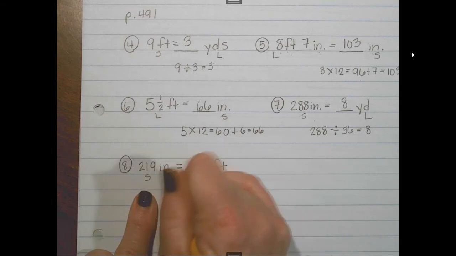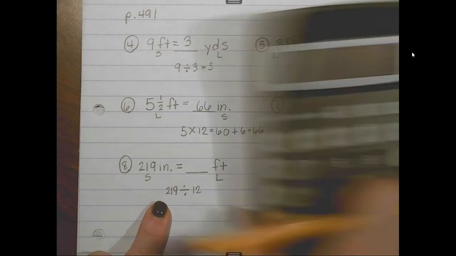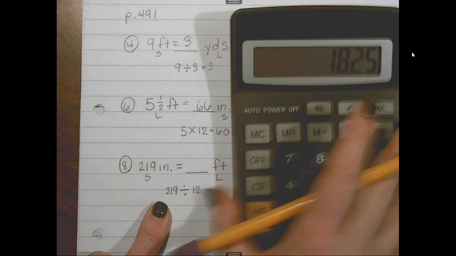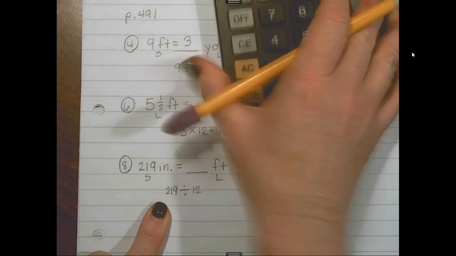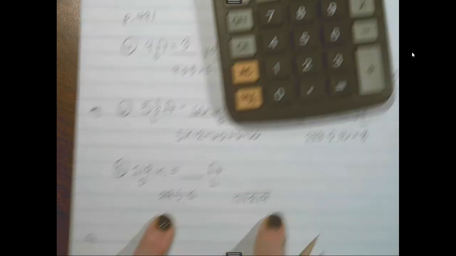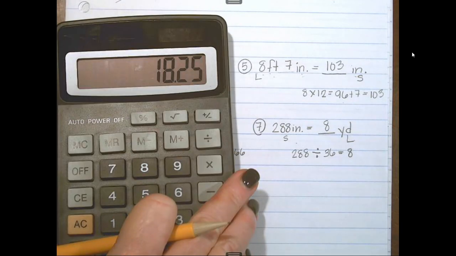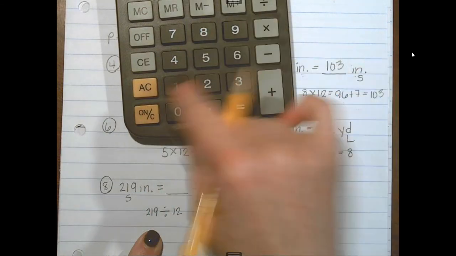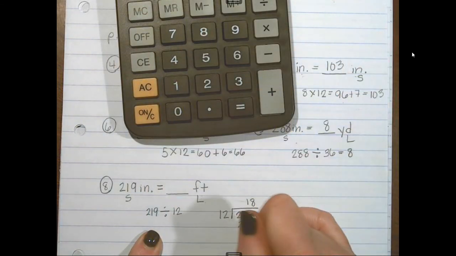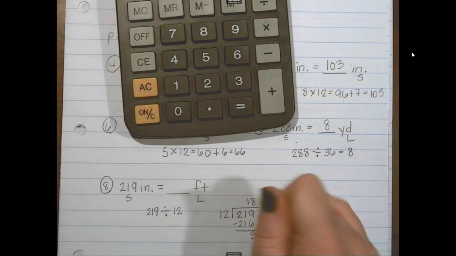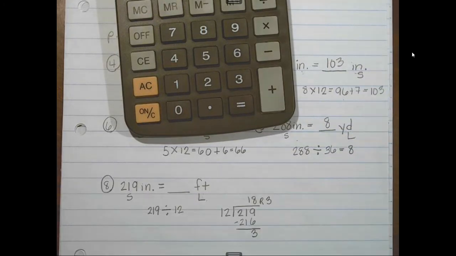So I'm dividing 219 by 12. If I use my calculator on this one, I get 18.25. That is not how we're going to write our answer, okay? But you can use that to help you. So we're going to set up 12 going into 219, and I'm just going to show you how to use a calculator to do that real quick. I know it goes 18 times, right? And so 18 groups of 12, when I multiply, is 216. So what's left over is 3, okay? So we get 18 remainder 3, all right?